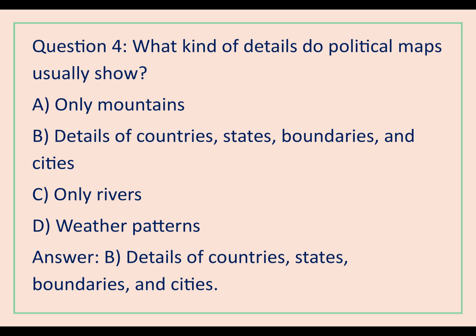Question 4. What kind of details do political maps usually show? A. Only mountains. B. Details of countries, states, boundaries, and cities. C. Only rivers. D. Weather patterns. Answer. B. Details of countries, states, boundaries, and cities.